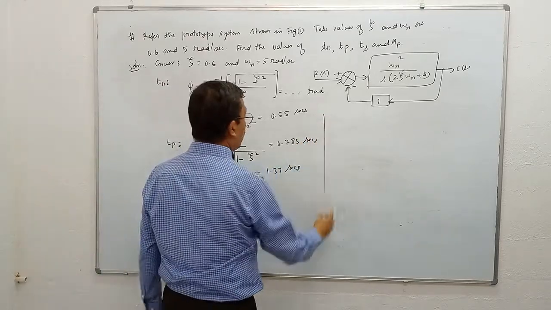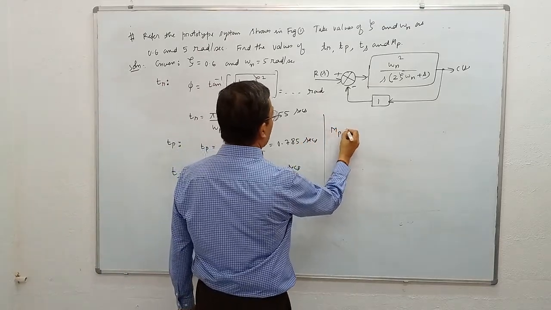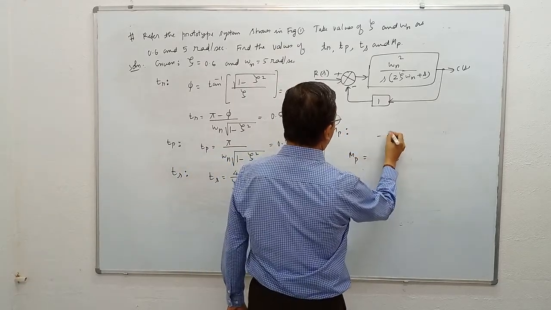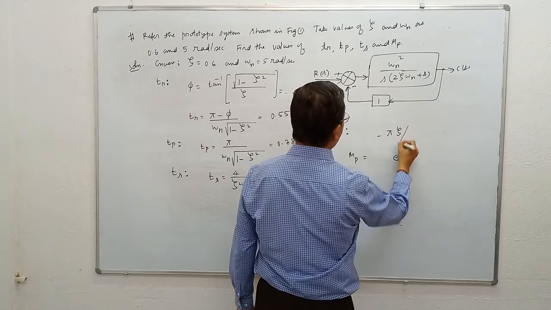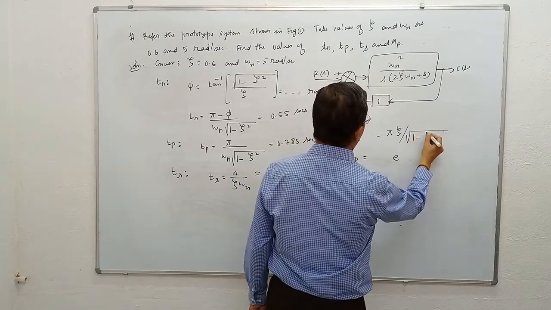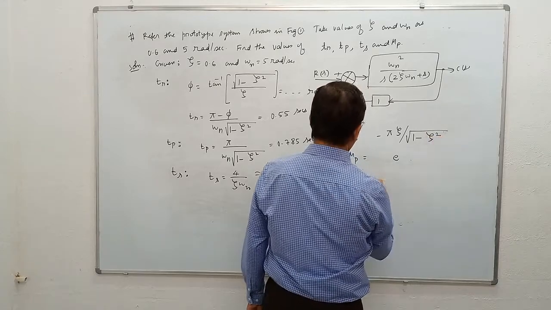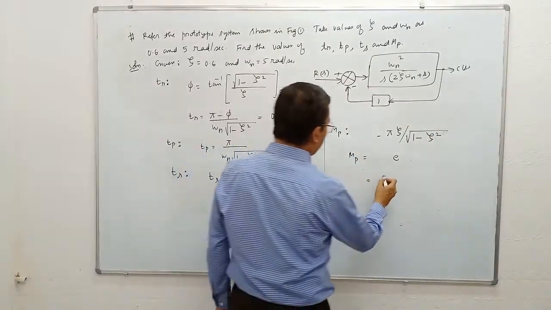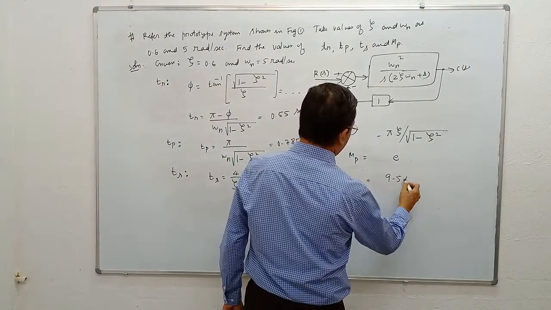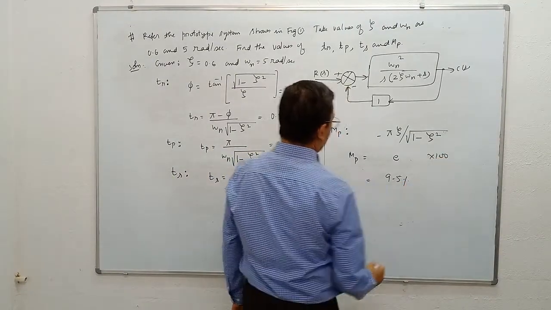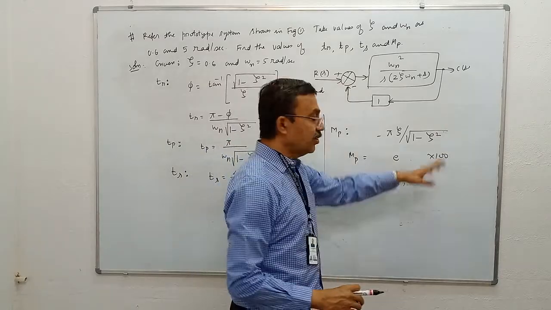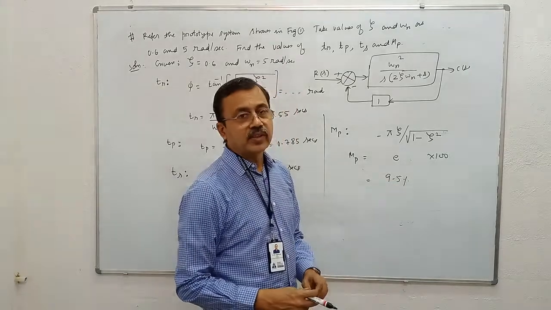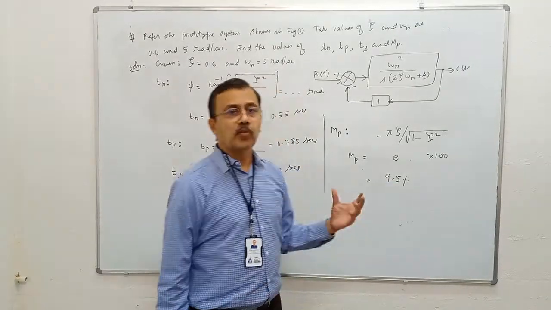Last one is peak overshoot Mp. The formula for peak overshoot Mp is e to the power minus pi into zeta divided by square root of 1 minus zeta square. The value of zeta is 0.6. Substitute, you will get the answer as 9.5%. Into 100 I have done. If you multiply the value of Mp by 100, you get percentage overshoot. Percentage overshoot is 9.5.